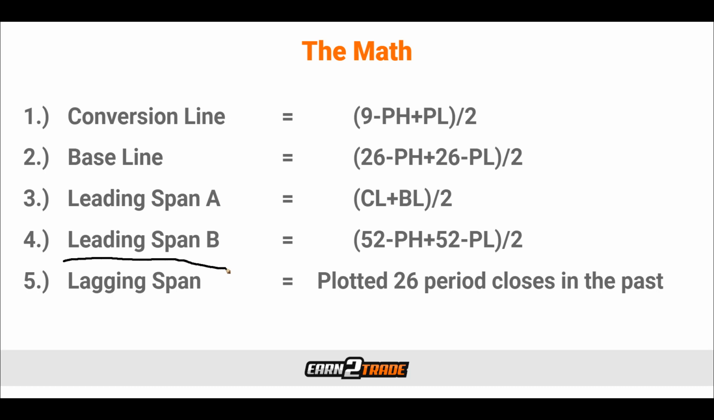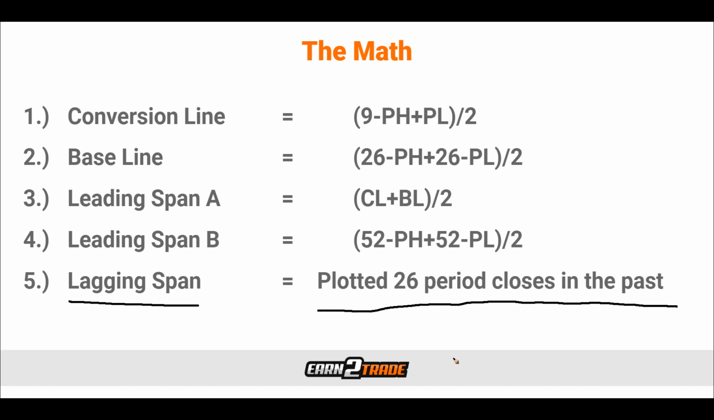The leading span B is going to be calculated with 52 minus the period high plus 52 minus the period low divided by 2. The lagging span is going to be plotted 26 period closes in the past. Okay, so lagging span will be 26 period closes in the past plotted.